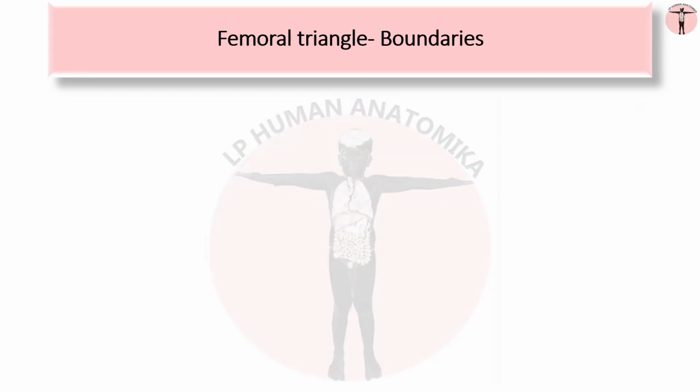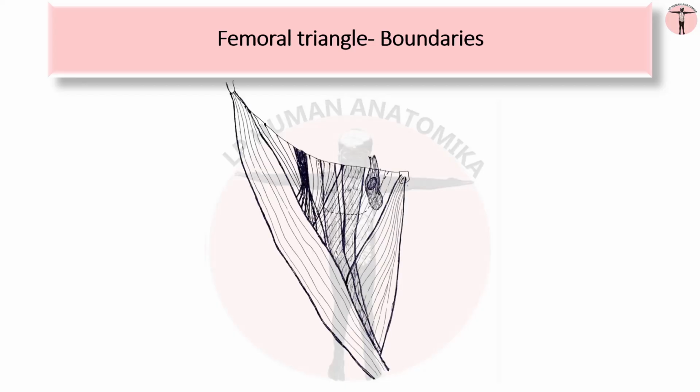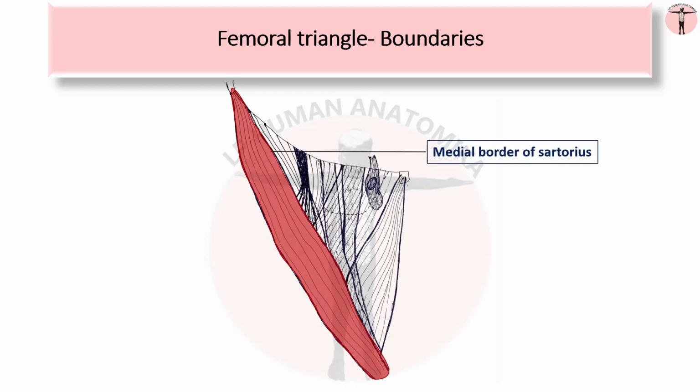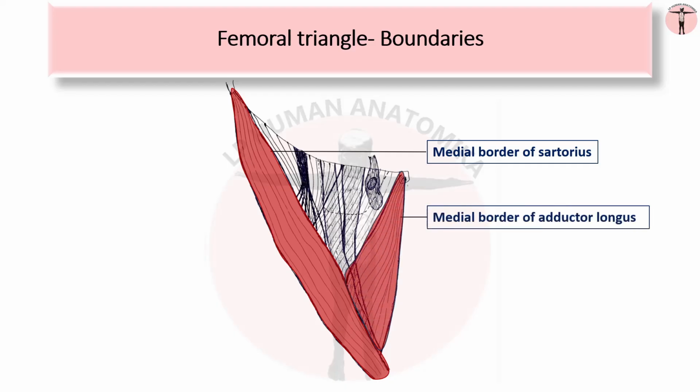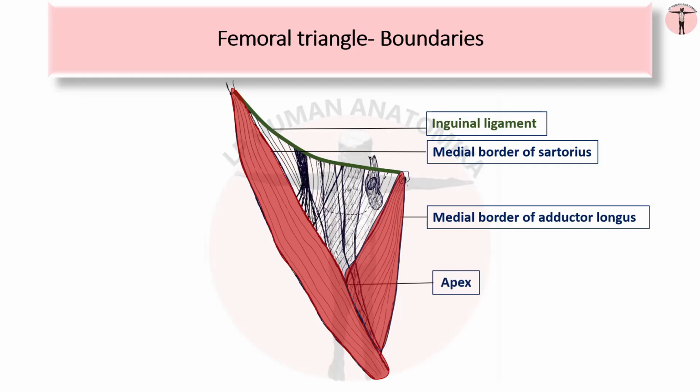Femoral triangle is a triangular depression below the inguinal ligament with the apex directed below and involves the upper 1/3 of the front of the thigh. It is bounded laterally by the medial border of sartorius, medially by the medial border of adductor longus. Base is formed by the inguinal ligament. Apex is formed by the meeting point of sartorius and the adductor longus and is continuous below with the adductor canal.